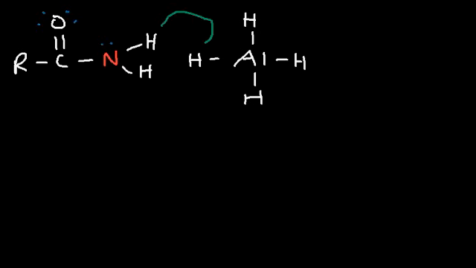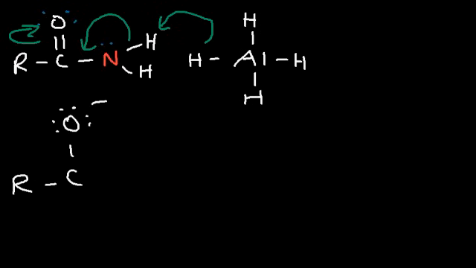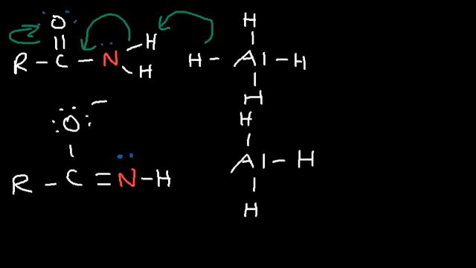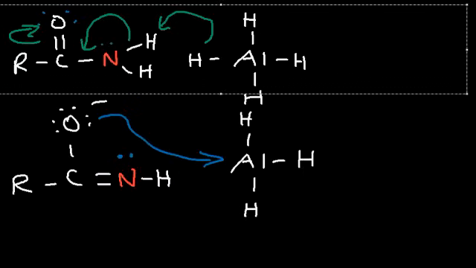So it's going to grab one of the hydrogen atoms. These electrons will be used to form a double bond, causing this pi bond to break. So what we're going to have is an oxygen with a negative charge, a double bond between the carbon and the nitrogen atom, and the nitrogen is still going to have a lone pair. Now the aluminum atom now has only 3 hydrogen atoms. So just like before, the aluminum atom is going to act as a Lewis acid, and the oxygen with a negative charge is going to act as a Lewis base. So these two will react.